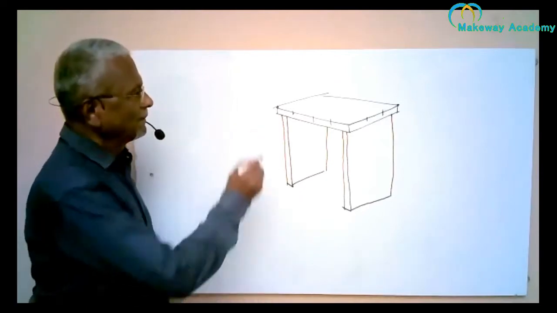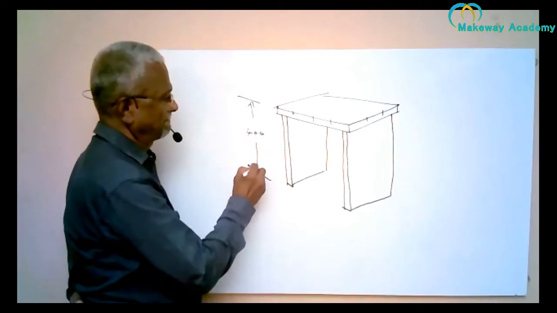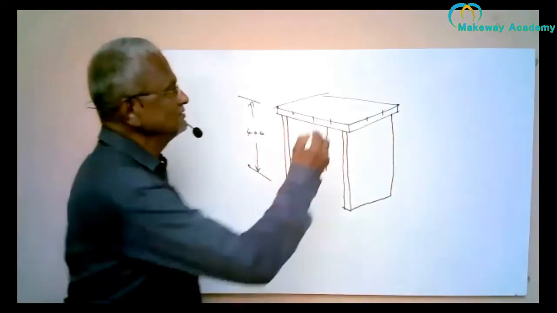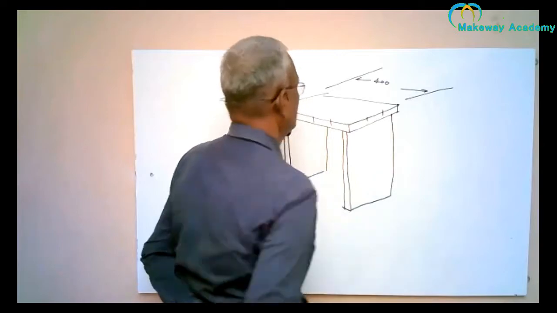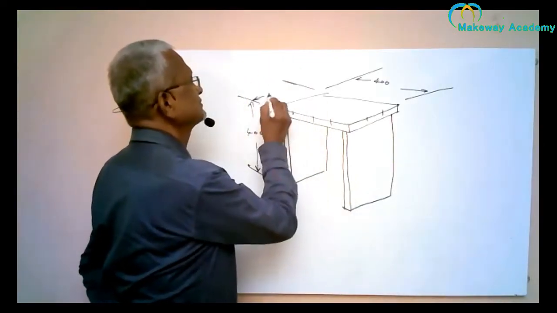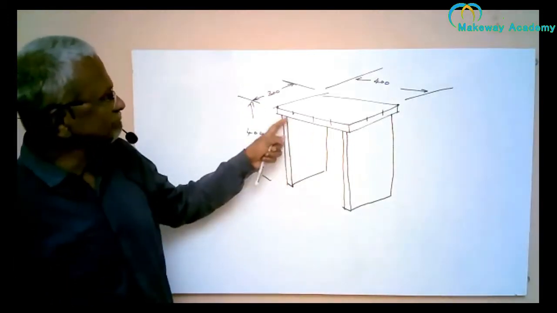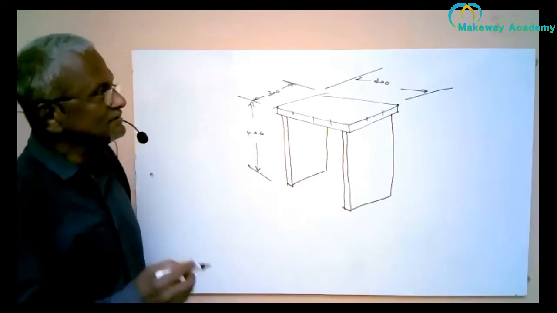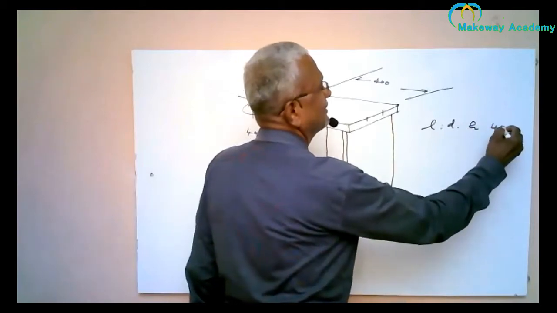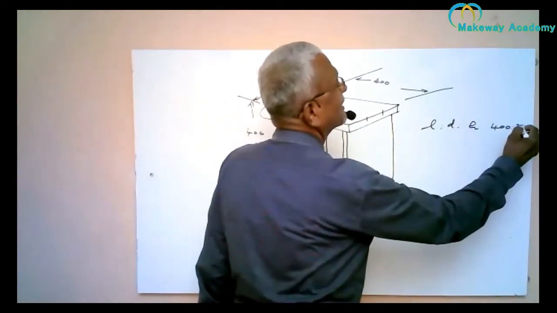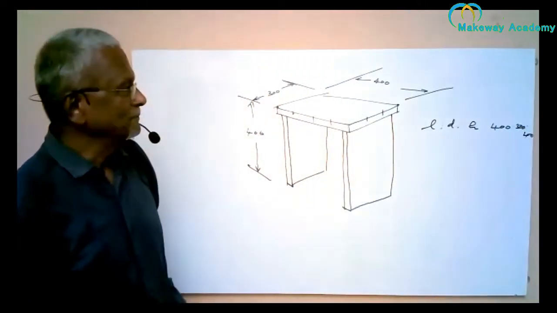The overall height was 400. The length was again 400. The width, it was 300. So length, depth, and height: length is 400, depth is 300, and then the height is again 400.